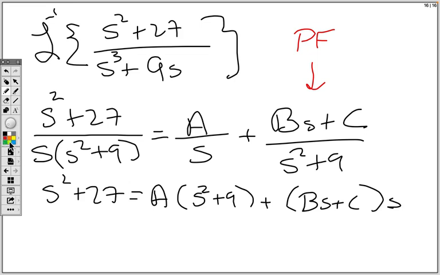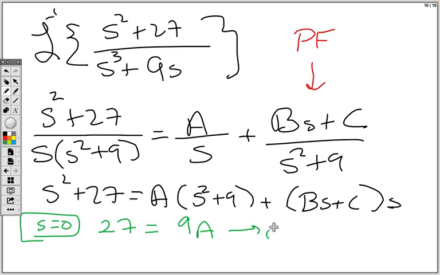All right, is there a value of s we can use to cheese this? Is there a value of s I can plug in that'll help me get one of these a, b's, or c's? Yeah, 0 works. 0 is a good one. Because if I plug in s equals 0 on the left-hand side, I'm going to get 27. On the right-hand side, I'm going to get 9a. But because this s is multiplying all of this, you're going to get a 0. So that gives a is 3. So that's nice.